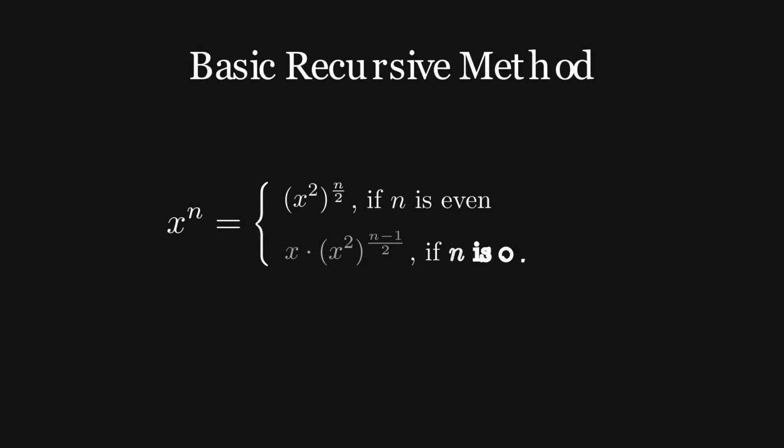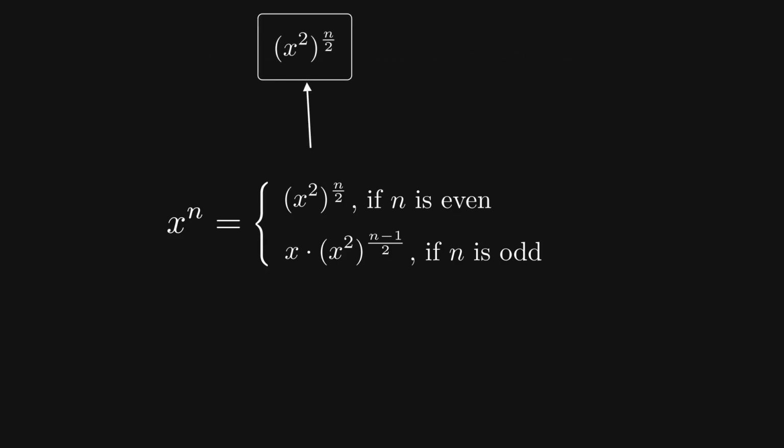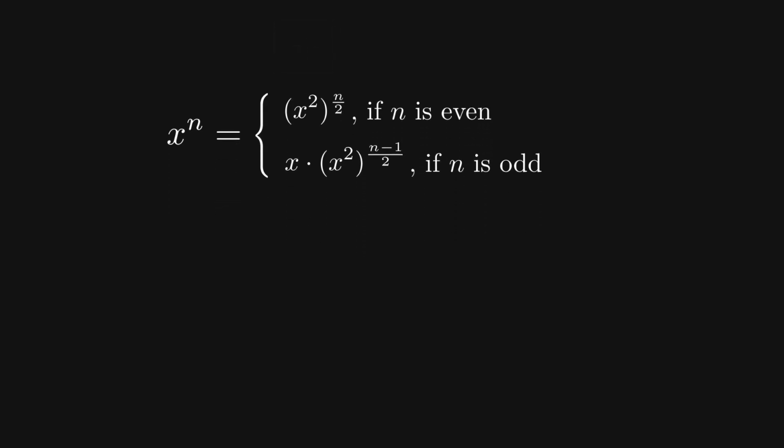There are several ways to apply exponentiation by squaring, but in this video we'll focus on the basic recursive method. This method follows two different formulas, one for even and one for odd numbers. If n is even, we can simplify the exponentiation like this. If n is odd, we first extract 1 x before simplifying. In the end, both formulas simplify back to x^n, but in a much smarter way, reducing unnecessary multiplications.